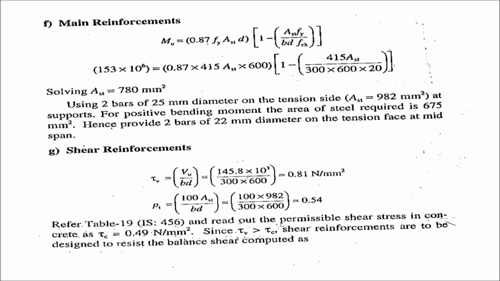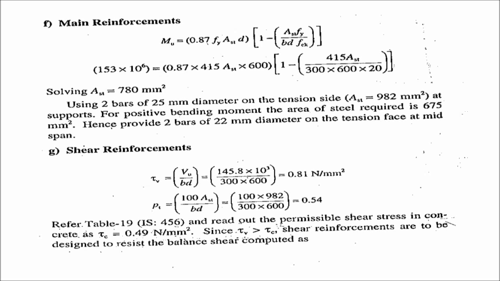Tau v is equal to Vu by bd. Vu is 145.8 into 10 power 3 by bd, which is 300 into 600 mm. We get tau v equal to 0.81 Newton per mm square. pt is equal to 100 Ast by bd. We get the value 0.54. As per the table number 19 of IS 456, the permissible shear stress in concrete tau c is 0.49 Newton per mm square.